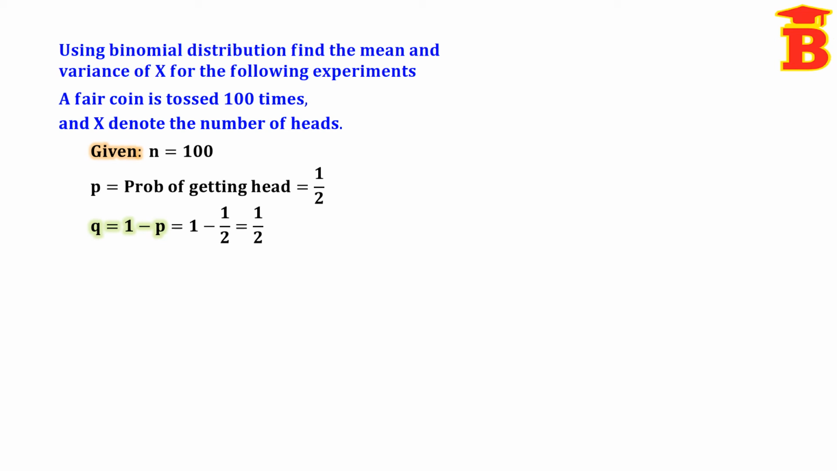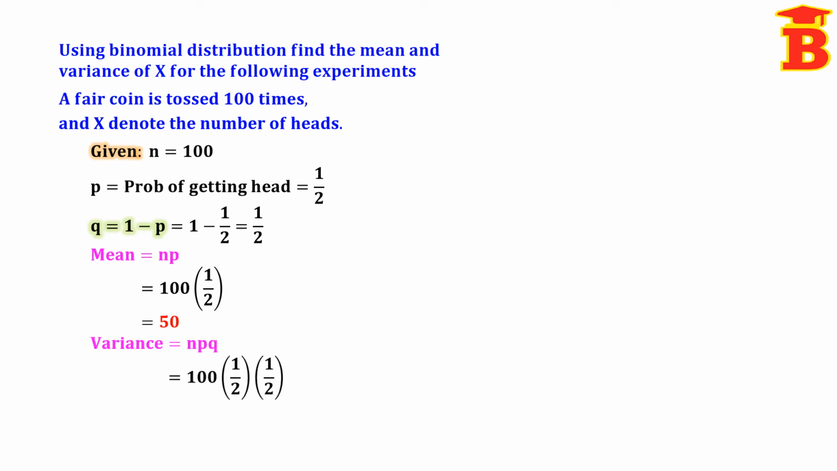We have to find mean and variance. This is binomial distribution. So we know the formula mean equal to np. Just substitute the values, n 100 into p value 1 by 2. So that is equal to 50. Next variance formula npq. Substitute the values n value 100 into p value 1 by 2 into q value 1 by 2. Simplify this, we get equal to 25.